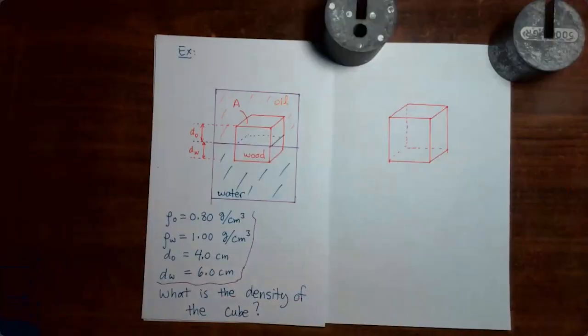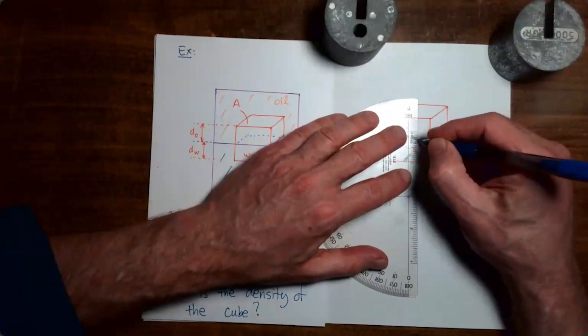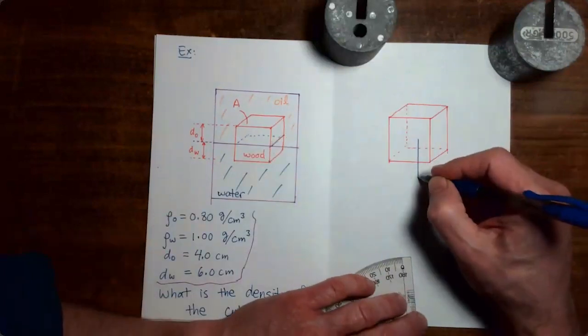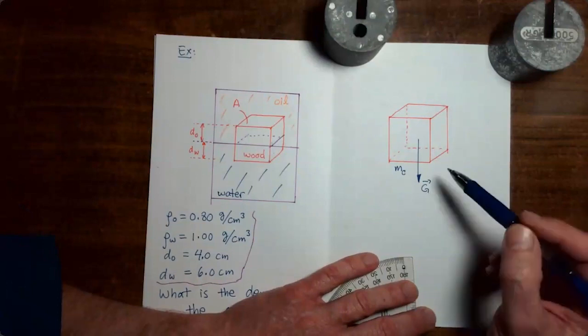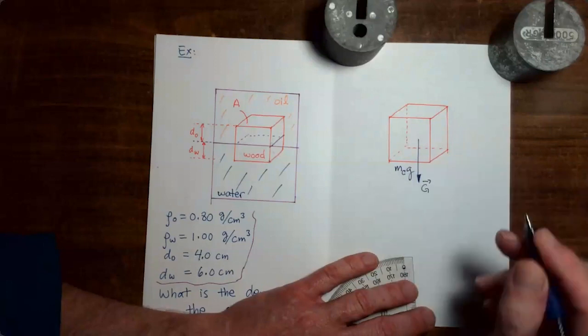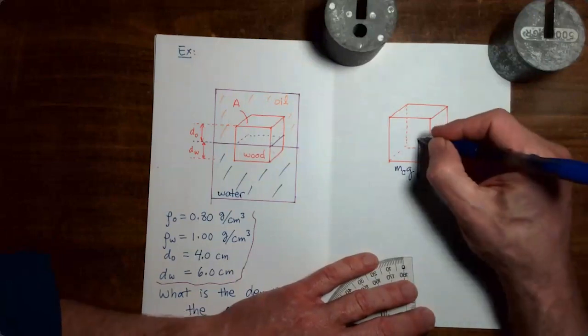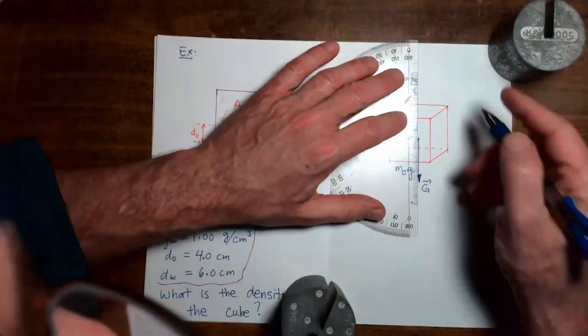So here's how we draw a force diagram for the cube. First, let's put in the gravitational force. The magnitude of the gravitational force would be the mass of the cube, so C for cube, multiplied by the free fall acceleration, little g. And then we have the buoyancy force acting on the cube.